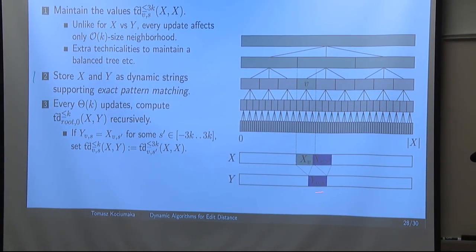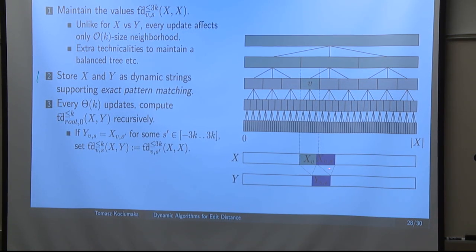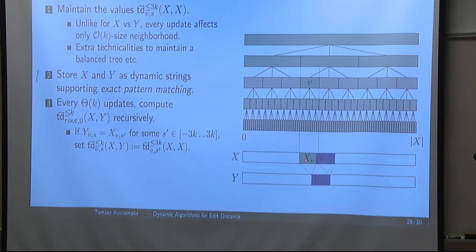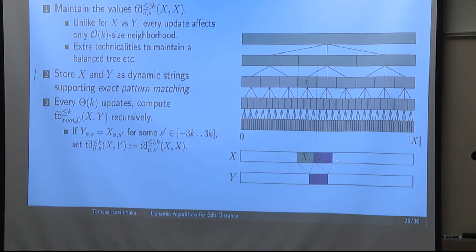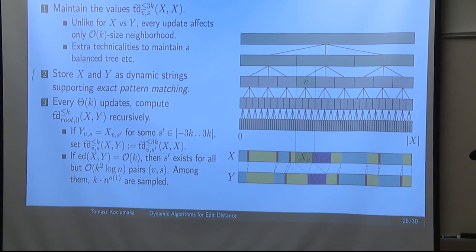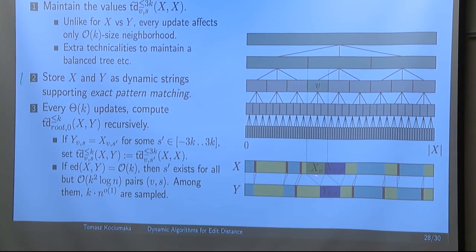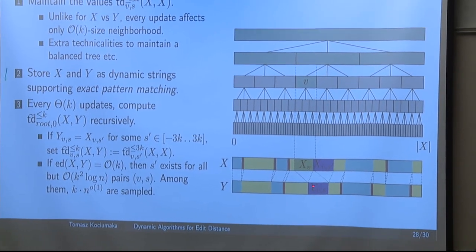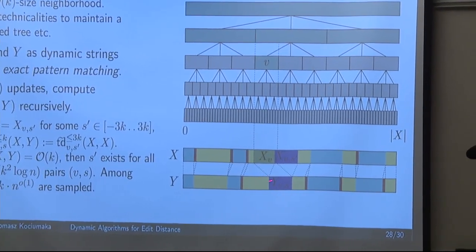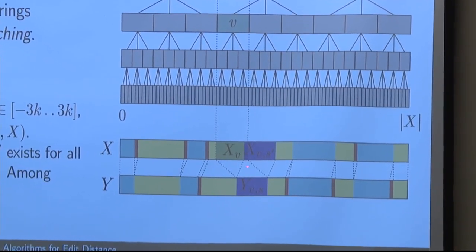But if this yvs already happens to have an exact occurrence in x, somewhere close to v, we don't need to compute it recursively, because we already have the tree distance between xv and yv as prime. And in general, this will happen quite often. If the tree distance is small, then there is some optimal alignment, and there will be long matching parts. And whenever our xv and yv happen to be within this exactly matched part, we will have this exact copy of yvs somewhere in xv close to it.